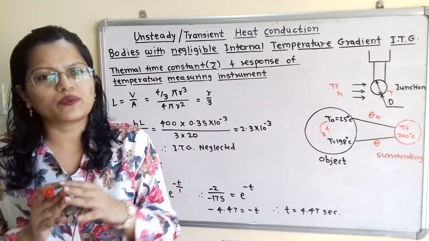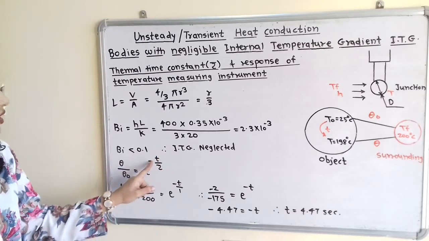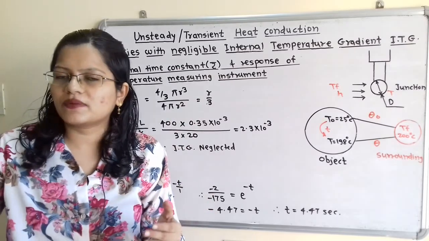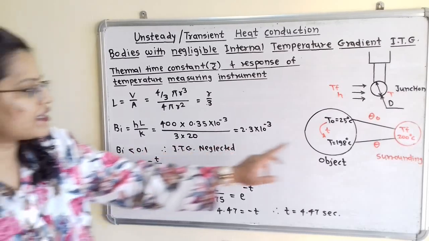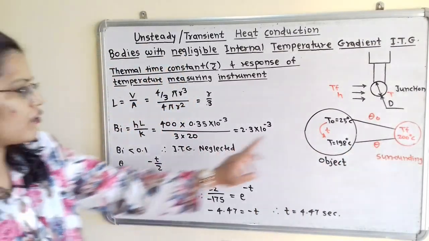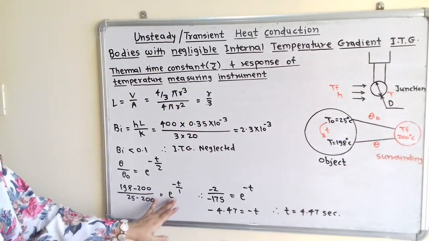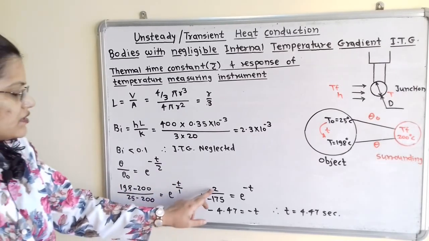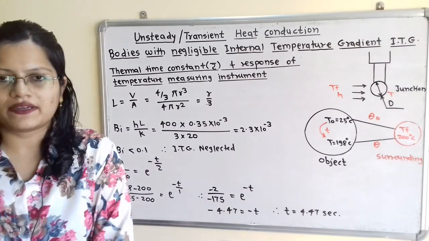So we will use the formula theta by theta O is equal to e raised to minus t by tau. This tau is the thermal time constant and the value is mentioned in the question, so we will directly use this formula. So theta is 198 minus 200 and theta O is 25 minus 200, which is equal to e raised to minus t, and tau is 1. Now we will solve this. Minus 2 by minus 175 is equal to e raised to minus t.